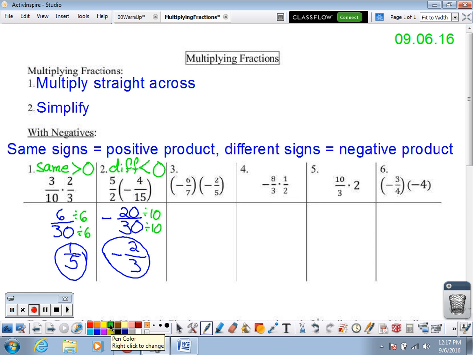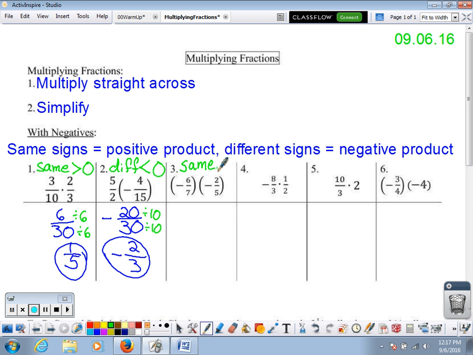Okay, let's take a look at number 3. Before I look at the numbers, I recognize that I'm multiplying. I want to look at the sign. So I look at those two signs. Are they the same sign or are they two different signs? They are the same sign. It doesn't matter that they're both negative. The important thing is that they're the same. And if they have the same sign, what does that mean about my product?